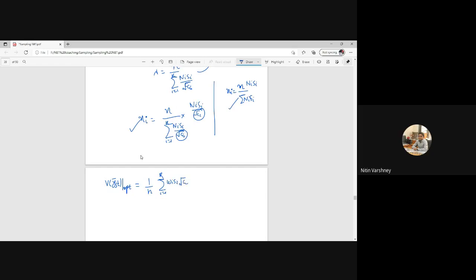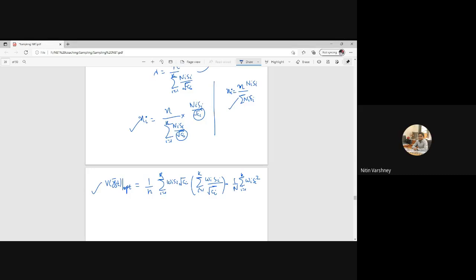So I will get this variance: the summation from i equals 1 to k of WiSi under root Ci, into the bracket, the summation from i equals 1 to k of WiSi upon under root Ci, and the next portion will remain the same, minus 1 upon N summation i equals 1 to k WiSi. So this is the variance in the case of minimizing the variance for the fixed cost. You have to remember the concept behind this for the fixed cost.